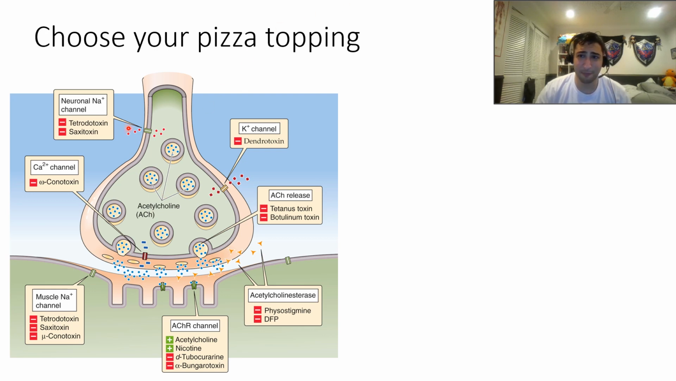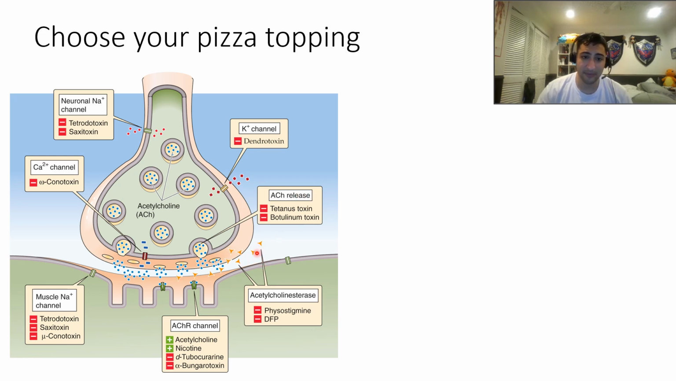And over here we can see there's a bunch of toxins. There's a few we'll talk about in detail. I just want to show where they act. So you can see that the sodium channels are inhibited by tetrodotoxin, saxitoxin, etc. Those are called the guanidine toxins. You can see here that potassium channels are inhibited by dendrotoxin, that acetylcholine release is inhibited by tetanus and botulinum, and at different places. And that's how their clinical presentations are, and we'll talk about that.